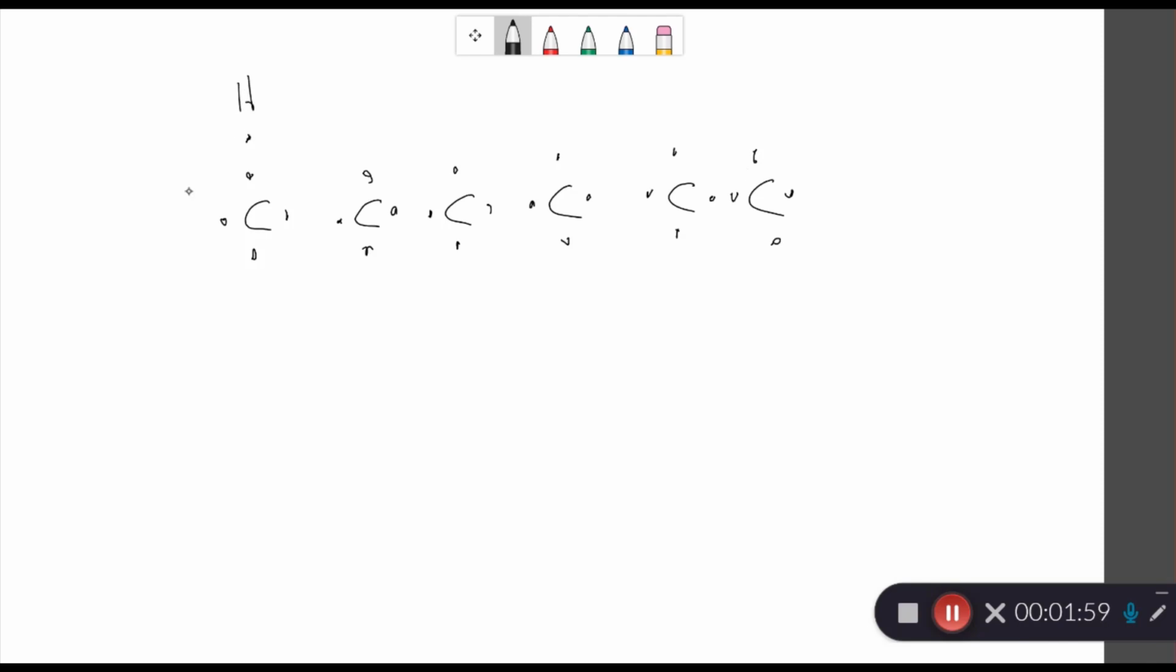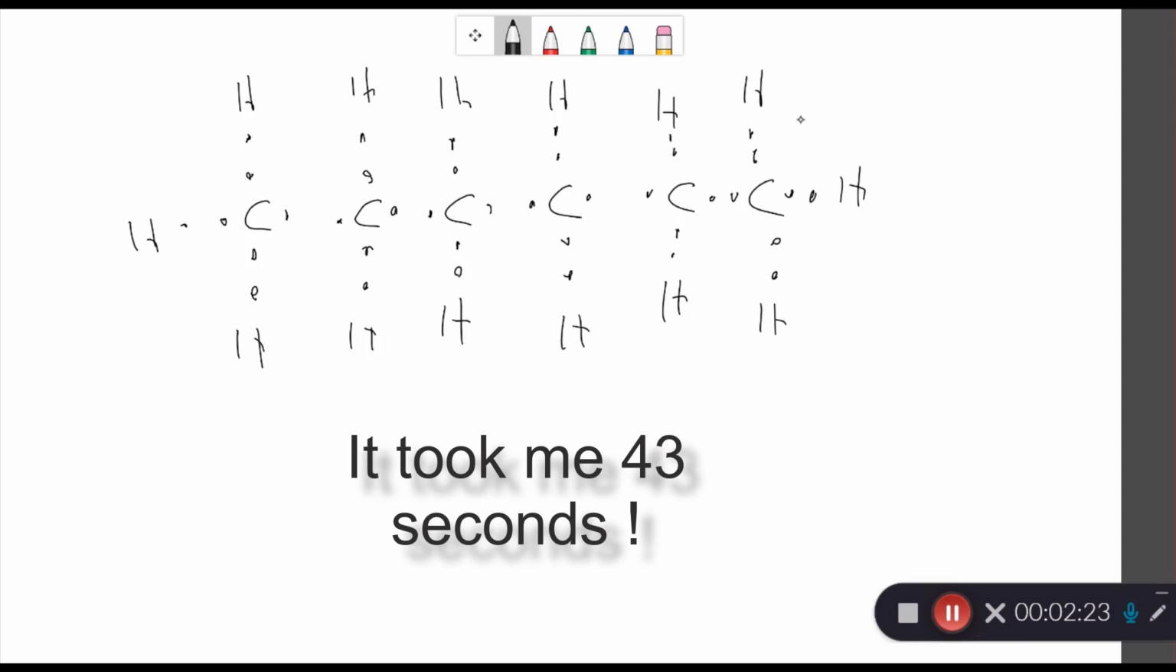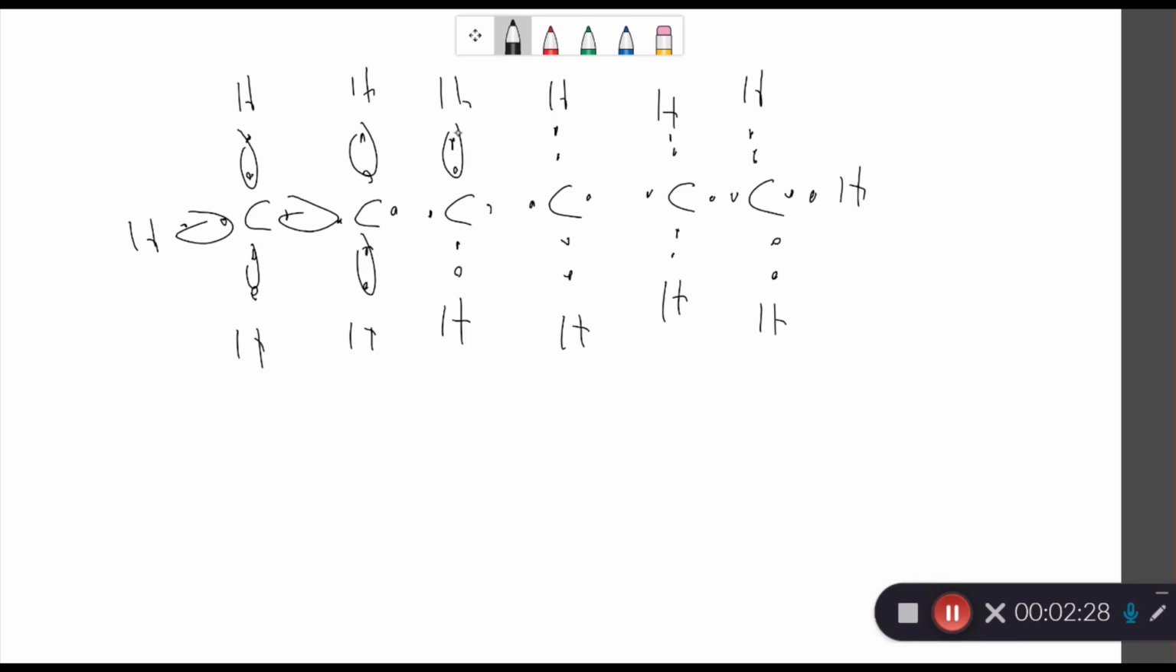And then now we need a hydrogen on each one of these. Forgot hydrogen. See, I forgot the electron for the hydrogen there. Hopefully I've got all the rest. And if I wanted to, I could draw little circles around everything representing where all the covalent bonds are. That could actually help me check and make sure everything is correct.